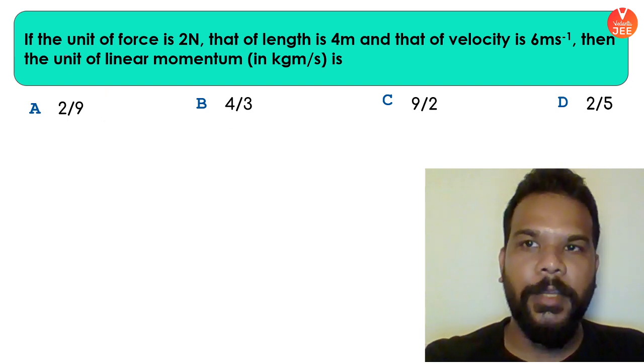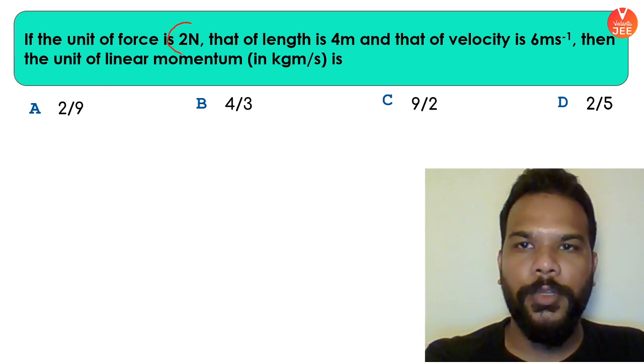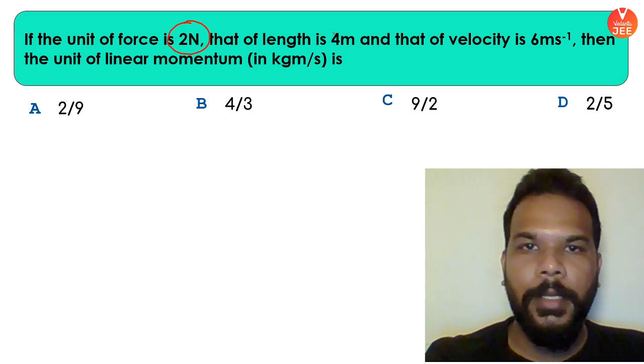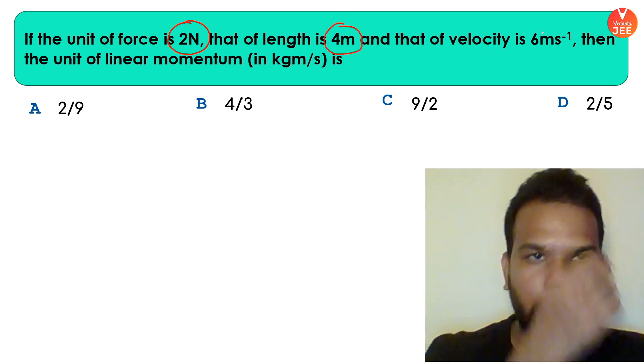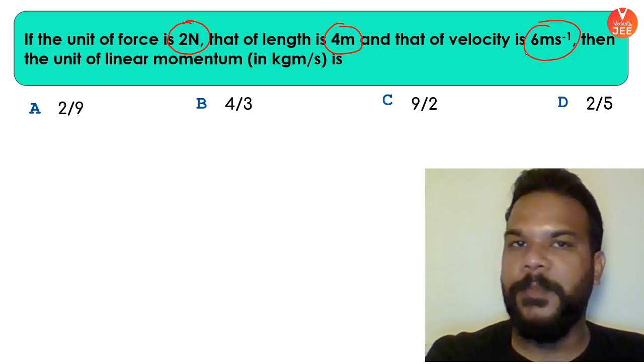Okay guys, let's read the question. It says that if the unit of force is now become 2 Newton, unit of length is now 4 meter, and unit of velocity, instead of 1 meter per second, it has become 6 meter per second.